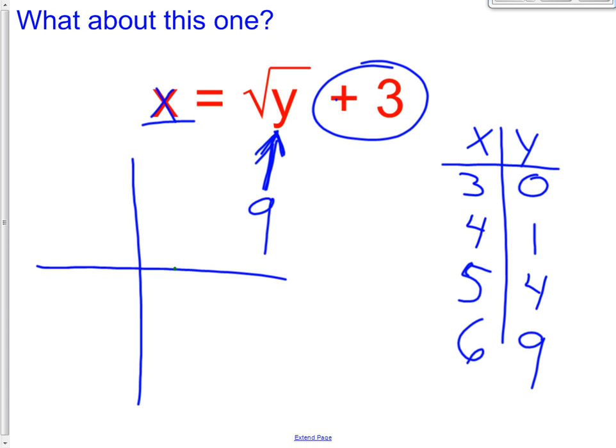So something like that. We would get 4, 1. We would get 5, 4. And we would get 6, 9. Maybe something like that. And there is our graph. So if you had to sketch one that looks like that, you would just plot some convenient points. You wouldn't even use your graphing calculator.